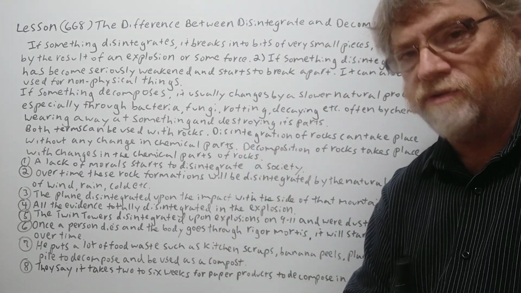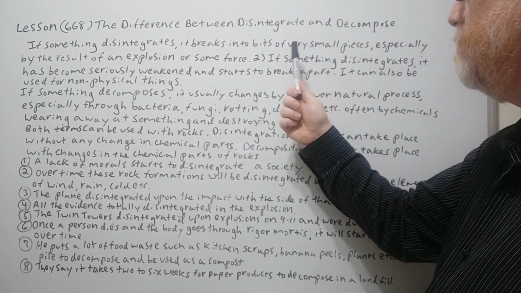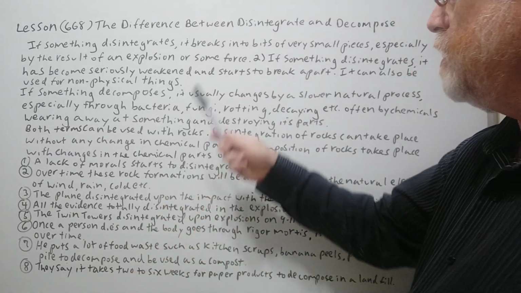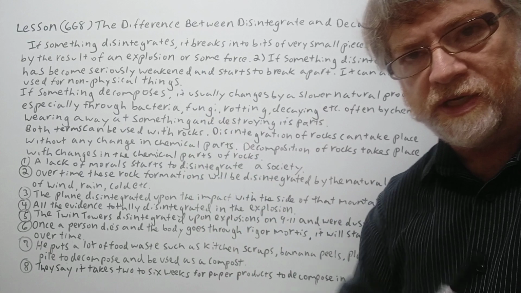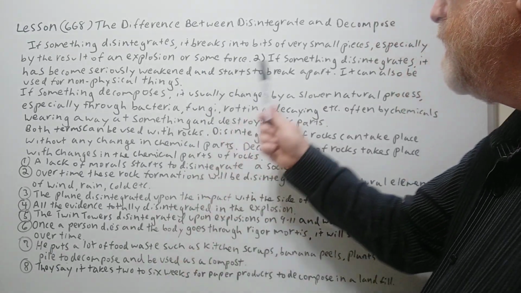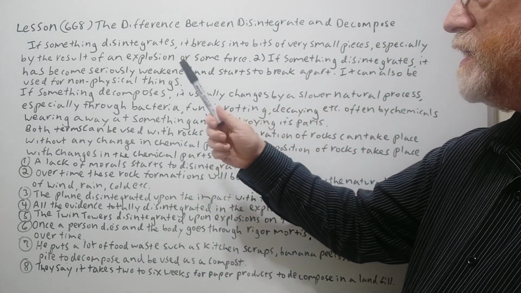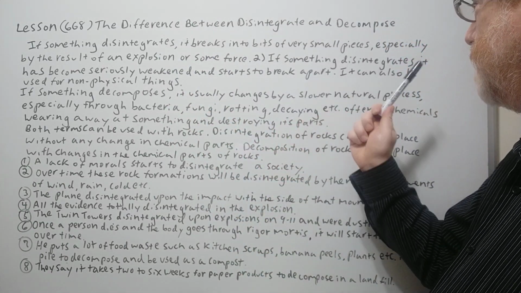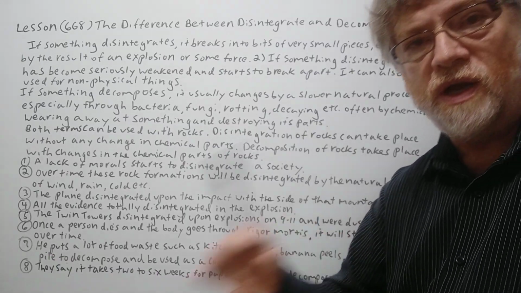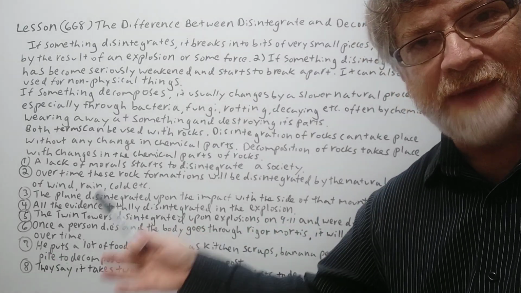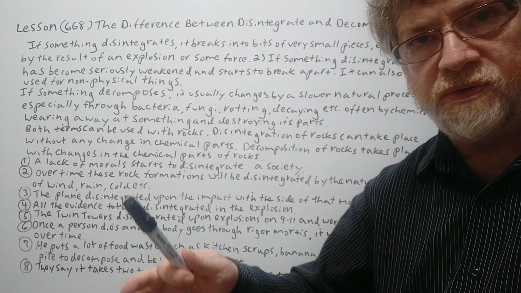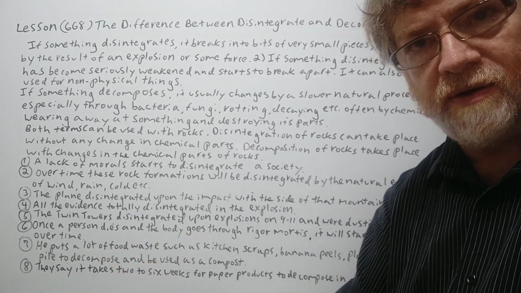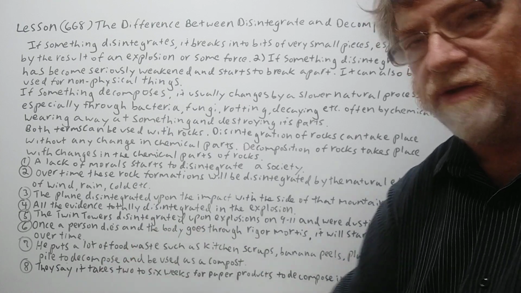If something disintegrates, it breaks into very small pieces, especially as the result of an explosion or some force. And this first one is especially for something physical. Now, the second one: if something disintegrates, it has become seriously weakened and starts to break apart. This second one could be used for non-physical things, like maybe somebody's marriage or relationship could start to disintegrate, or maybe somebody's partnership could disintegrate. That's not necessarily a physical thing.